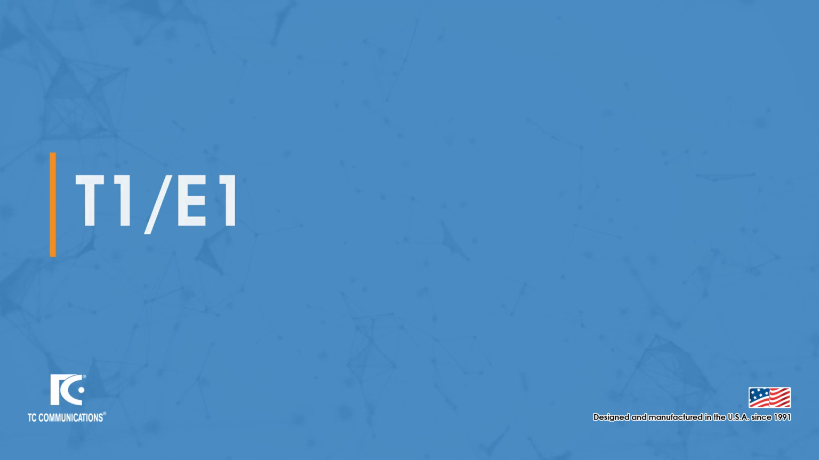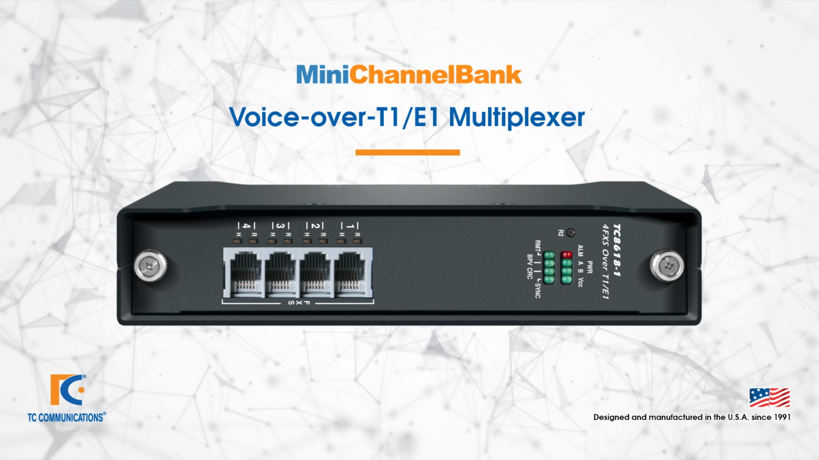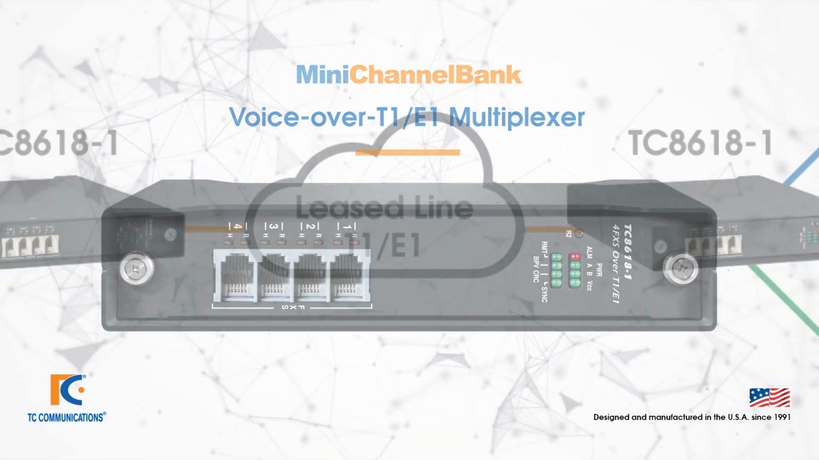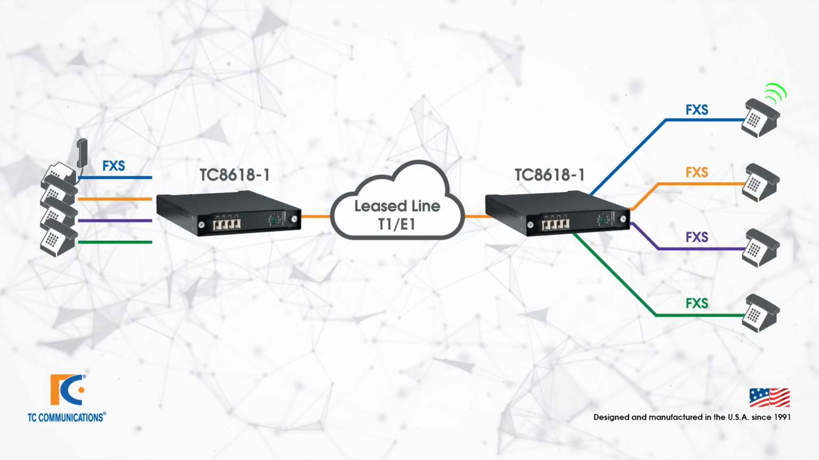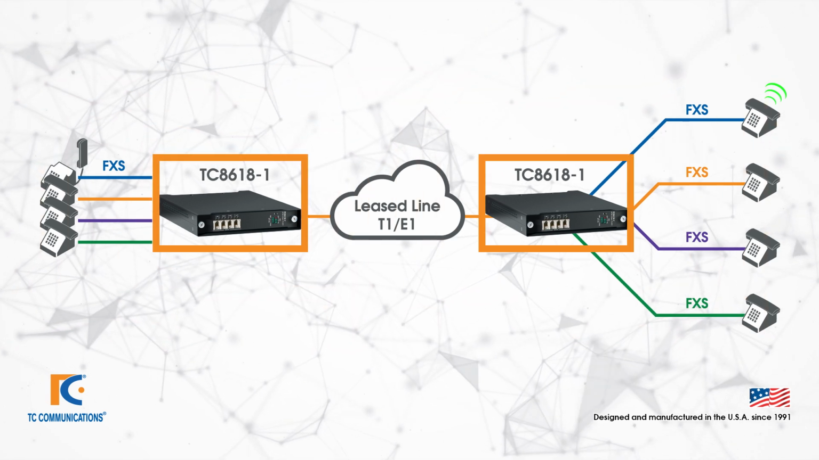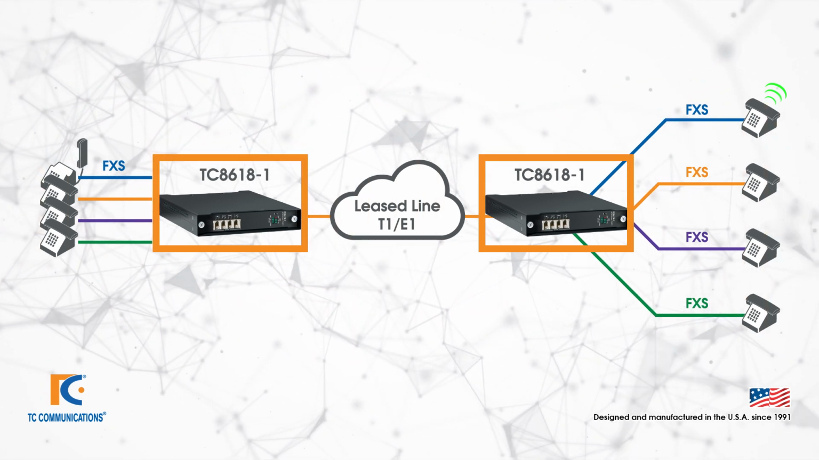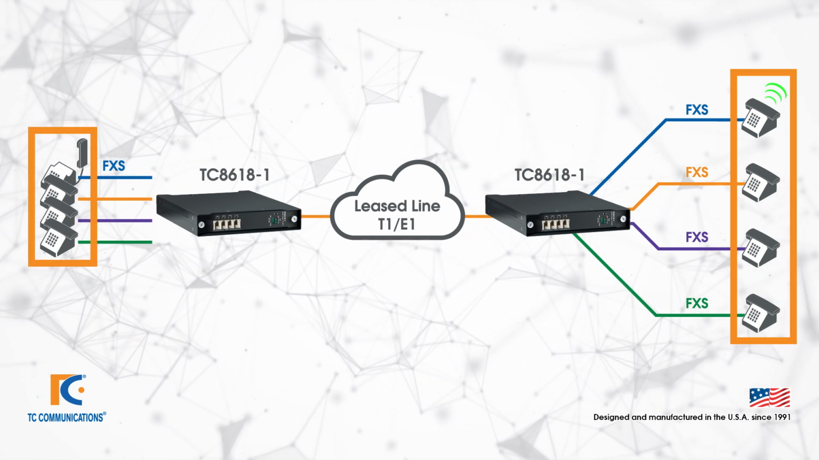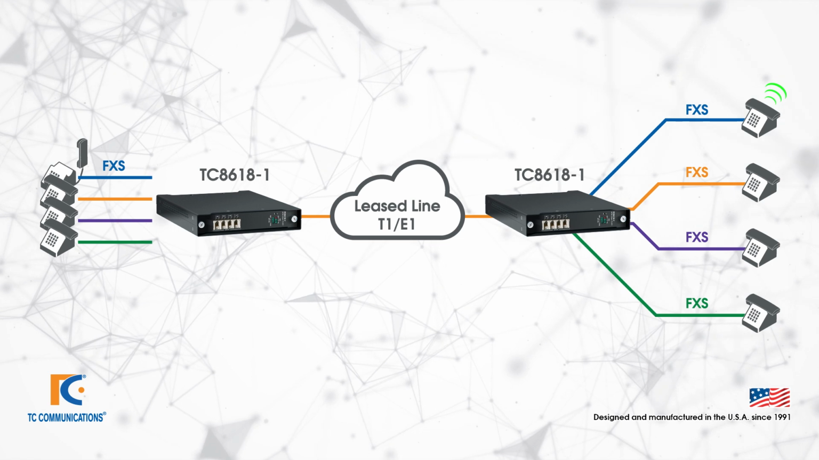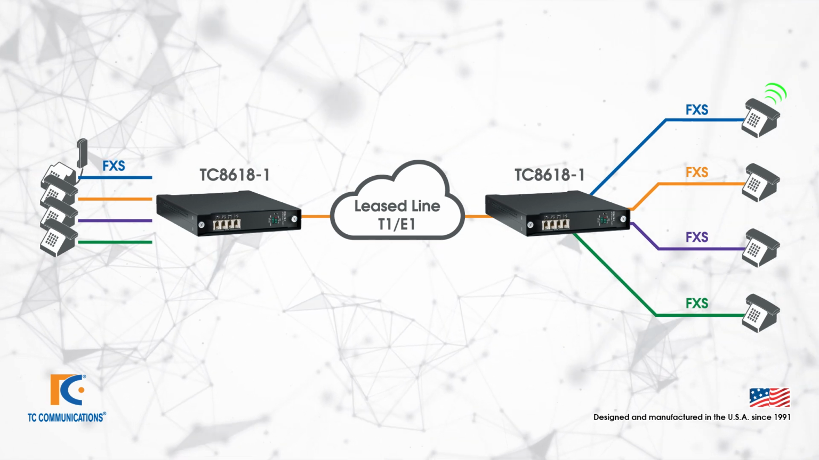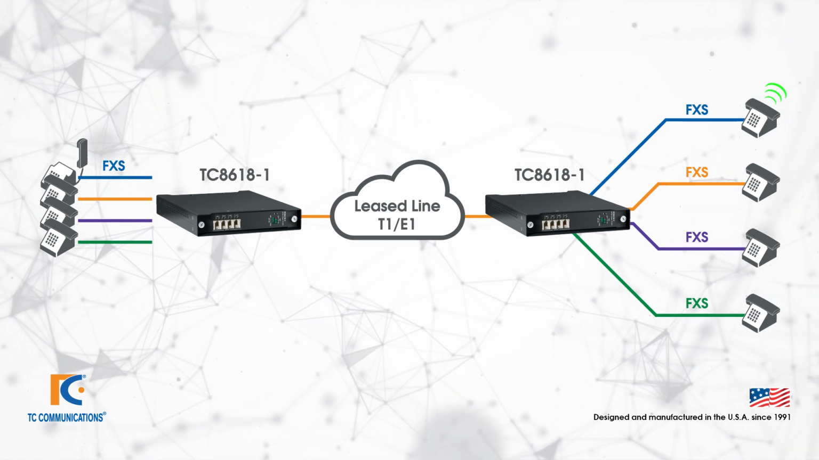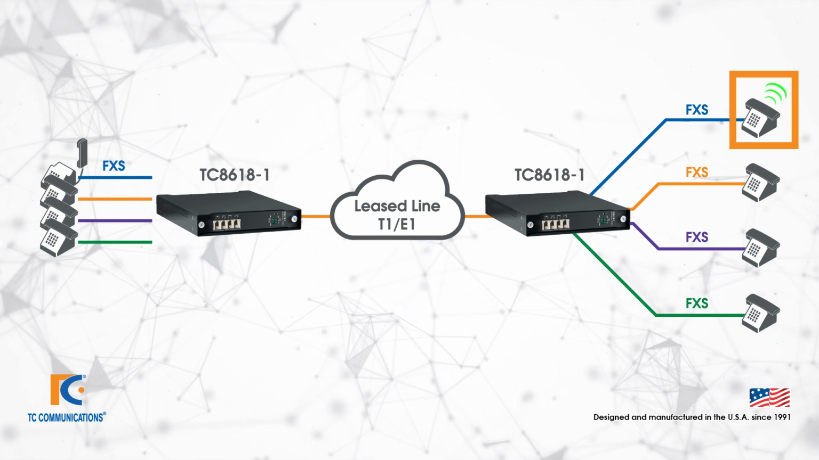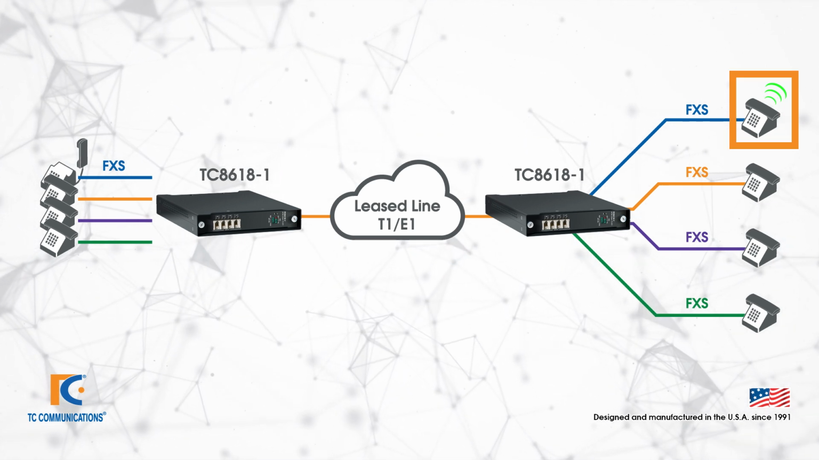Let's talk about our T1-based crash phone application with our mini channel bank TC8618. This application requires our TC8618-1 for FXS at both ends. You can have 4 phones at the local side and the remote side. Each is connected from port 1 to port 1, 2 to 2, 3 to 3, and 4 to 4, and the remote phone will ring until it is picked up.